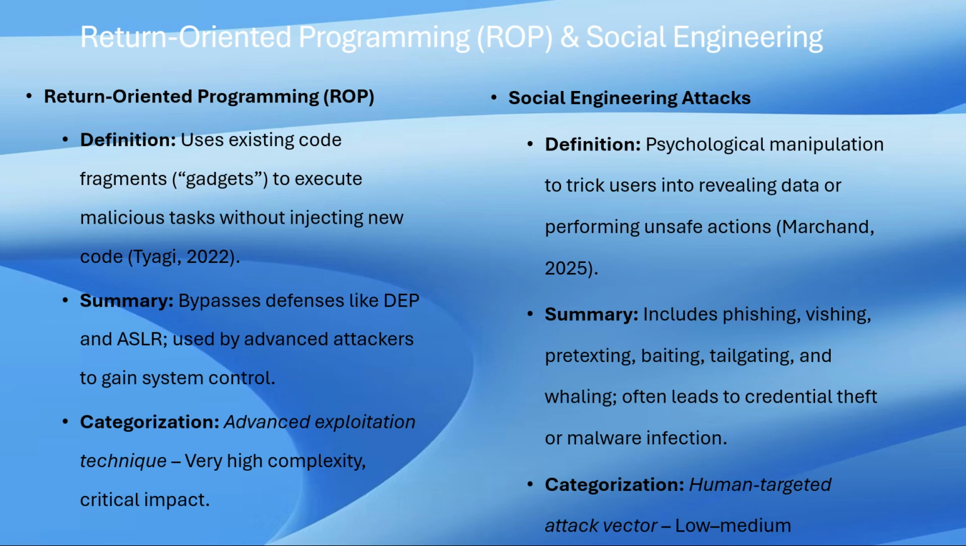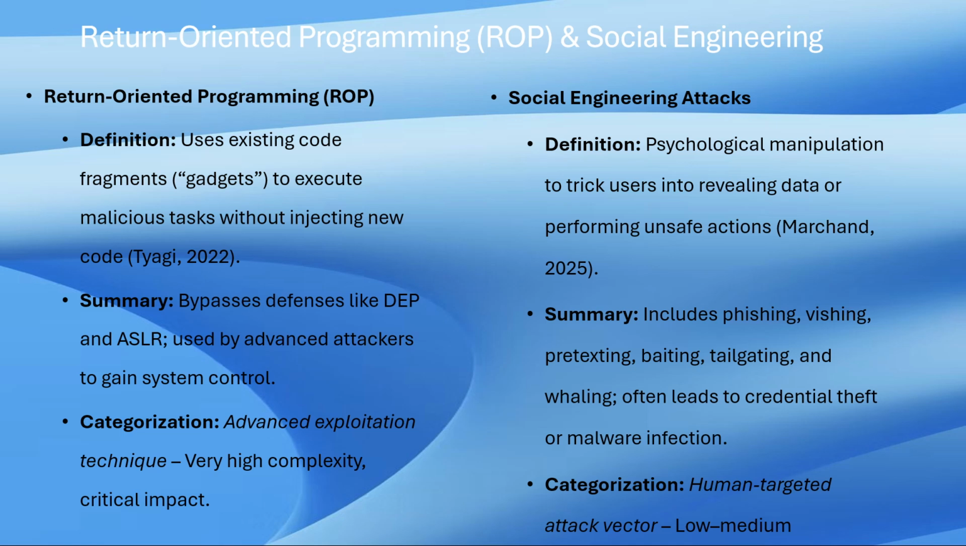Return-oriented programming, or ROP, is an advanced exploitation technique where attackers don't need to inject new code. Instead, they reuse small existing pieces of code already in memory called gadgets. By chaining these together, they can perform malicious actions while bypassing defenses like data execution prevention and address space layout randomization. ROP is typically used in high level or targeted attacks because it requires detailed knowledge of the system.